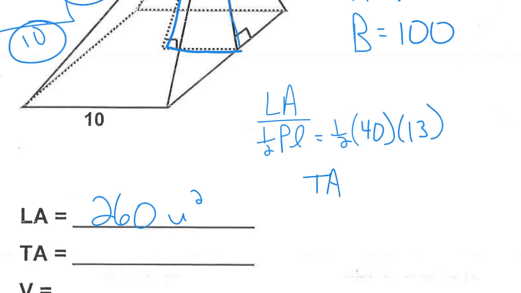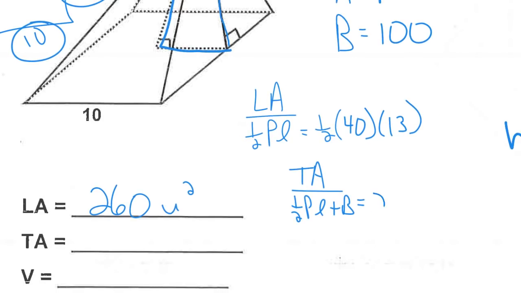Total area. It's the 1/2 PL plus the area of the base. We have all those. I already know 1/2 PL is 260. So it's 260 plus the area of the base, 100. So I get 360 units squared.